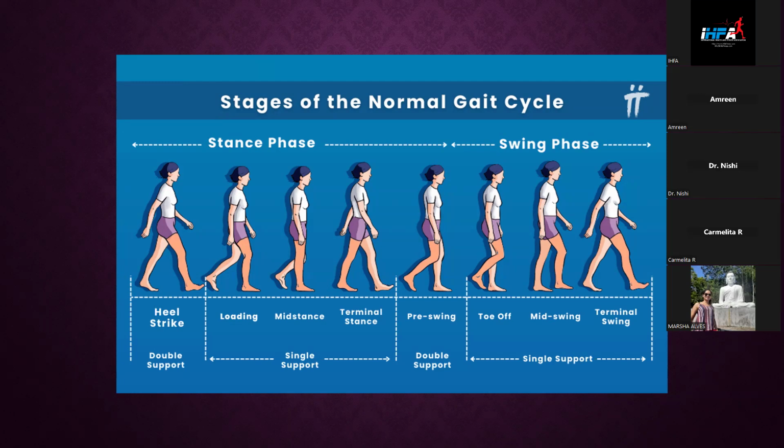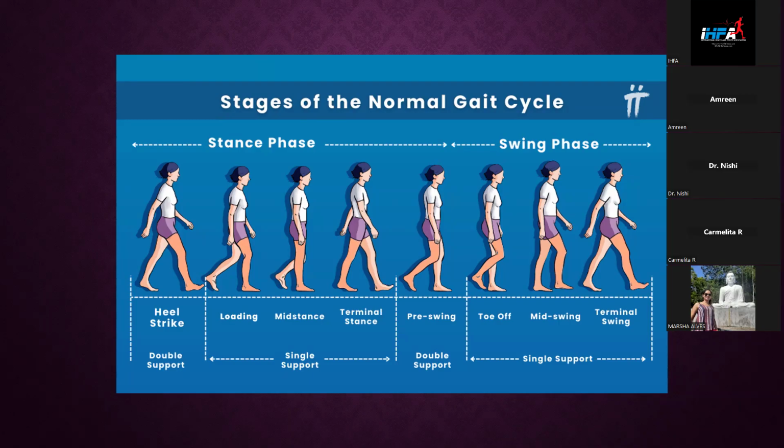So what is stance? Stance is basically when the person's legs are in contact with the ground. That's the stance phase. Swing phase means one of the legs is in the air, and only one leg is in contact with the ground. So in stance phase, we have specifically four to five phases. First is heel strike, second is toe loading, third is mid stance, and the last phase is terminal stance, and then heel off and toe off. In swing phase, specifically, we have initial swing, mid swing, and terminal swing.